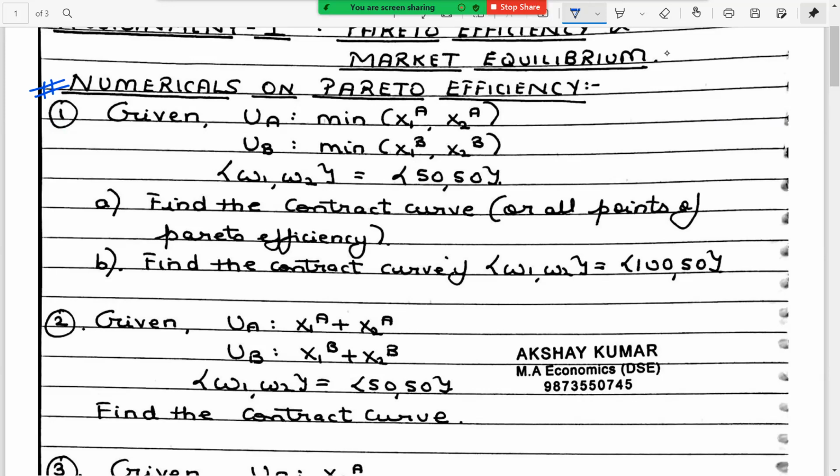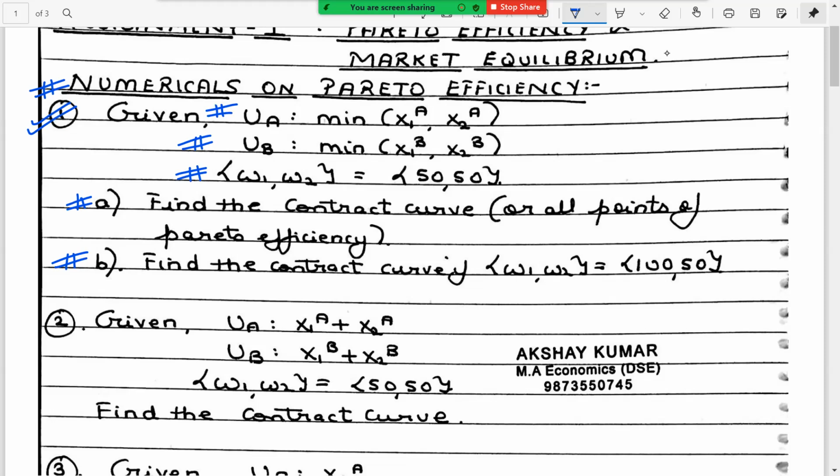Okay, now let us practice a few questions based on finding the contract curve, where the contract curve is nothing but the locus of all Pareto efficient points inside the Edgeworth box. Okay, so let's look at the first question from the assignment. We are given two agents A and B. We are given their utility functions. Both have the min utility function. That means both of them have perfect complement preferences. And we are given that the endowments omega 1 and omega 2 are 50, 50. We need to find the contract curve, and we need to repeat the same exercise given the endowments are 100, 50. Okay, so let's come to the whiteboard.